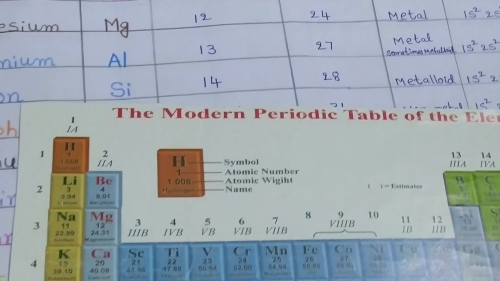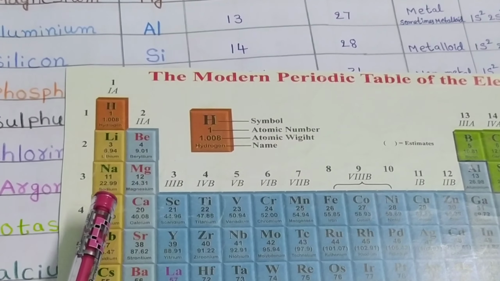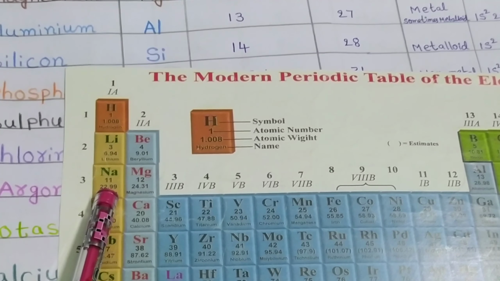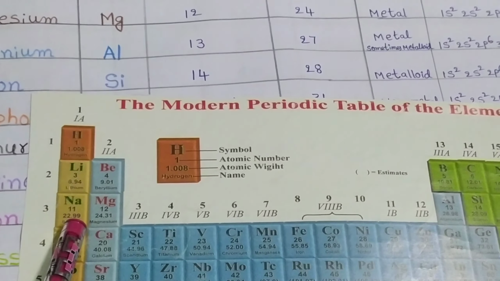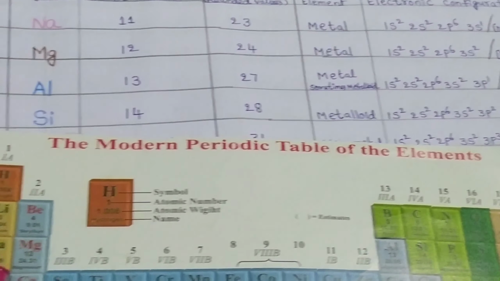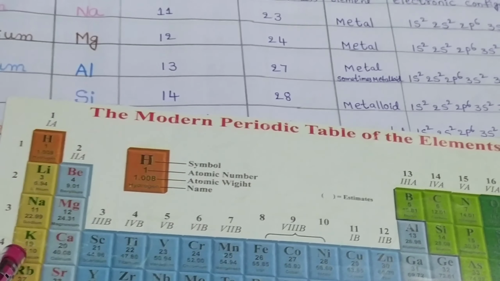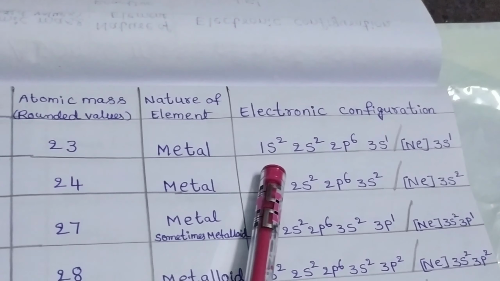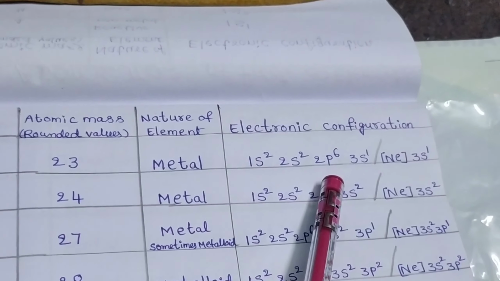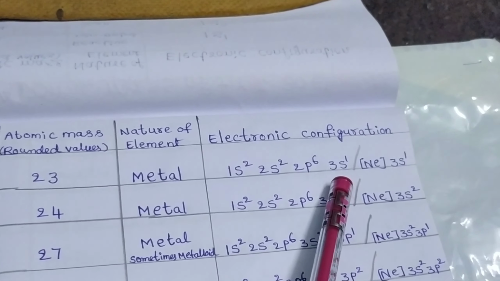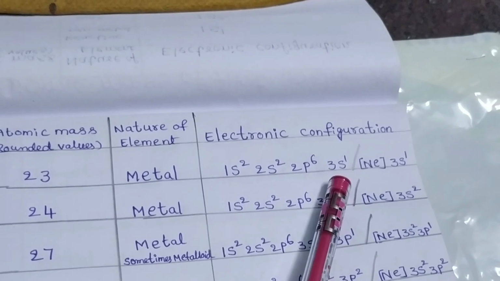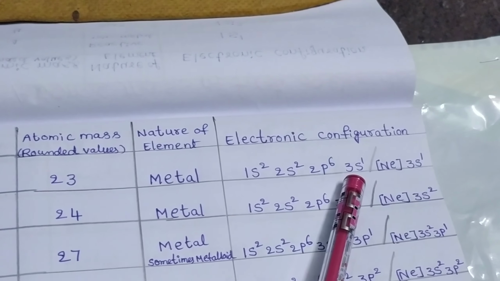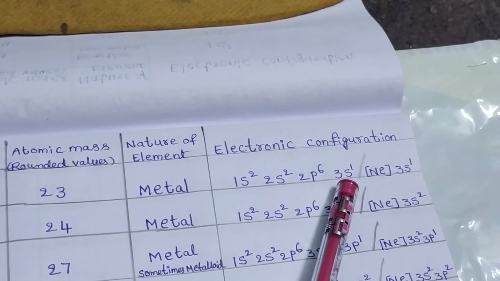When we observe the position of sodium in the periodic table, it is present in the third period and in the s block, in the first group. So the electronic configuration can be written as 1s2, 2s2, 2p6. And the final electron, that means the 11th electron, goes to the third period in the s orbital: 3s1.